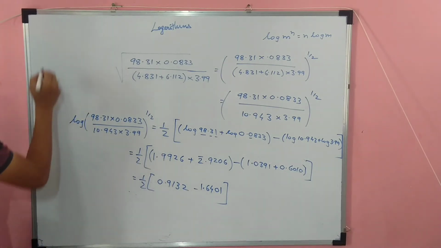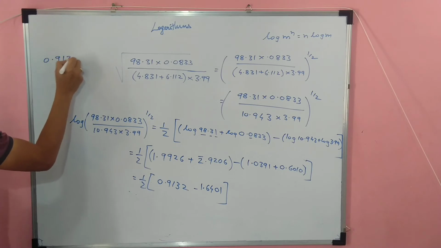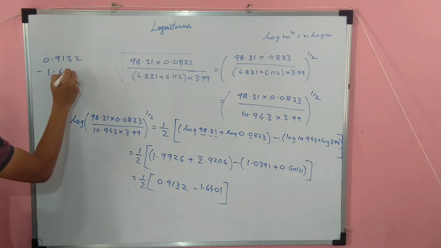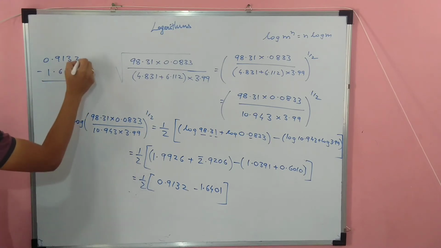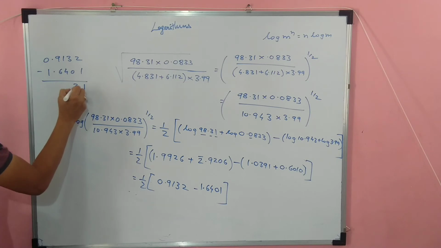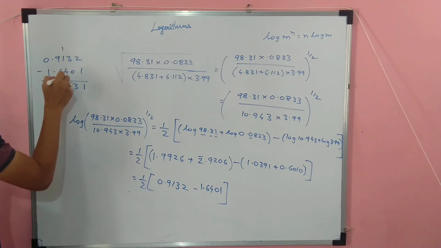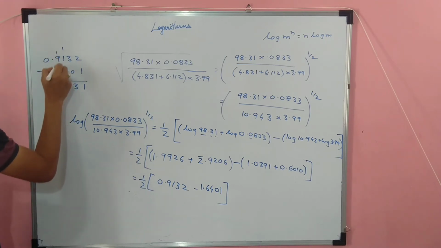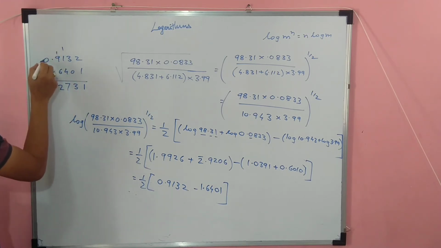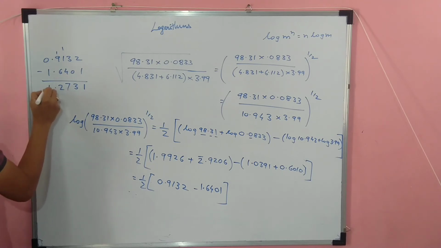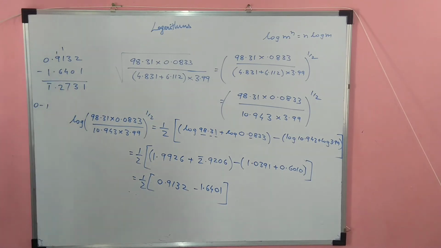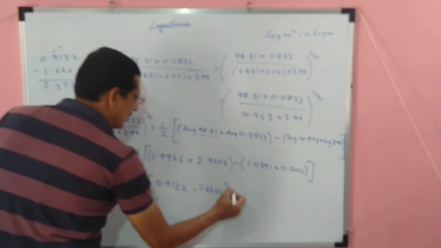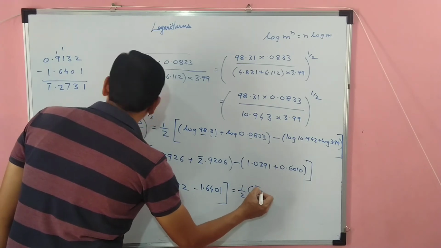So I'll do subtraction here. That is 0.9132. Okay, minus 1.6401. Now 2 minus 1 is 1. 3 minus 0 is 3. Now it is 11 minus 4. So 11 minus 4 is 7. Then it is 8 minus 6 is 2. And 0 minus 1, that is minus 1, which is written as bar 1. So it is bar 1.2731. So it has come, it is 1 by 2 into bar 1.2731.